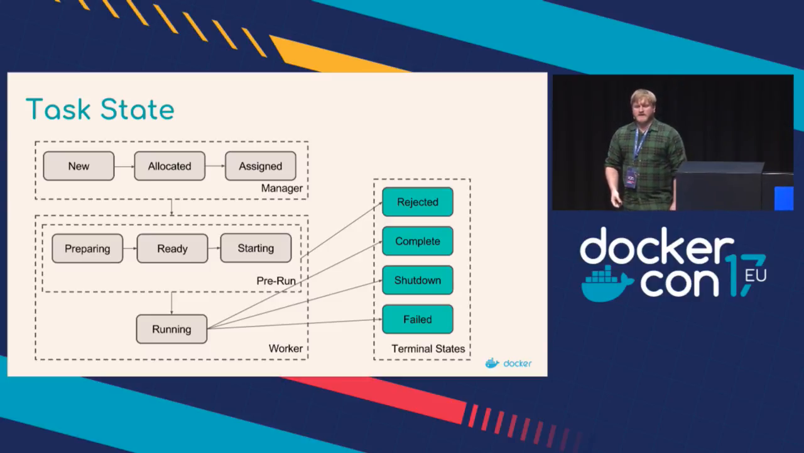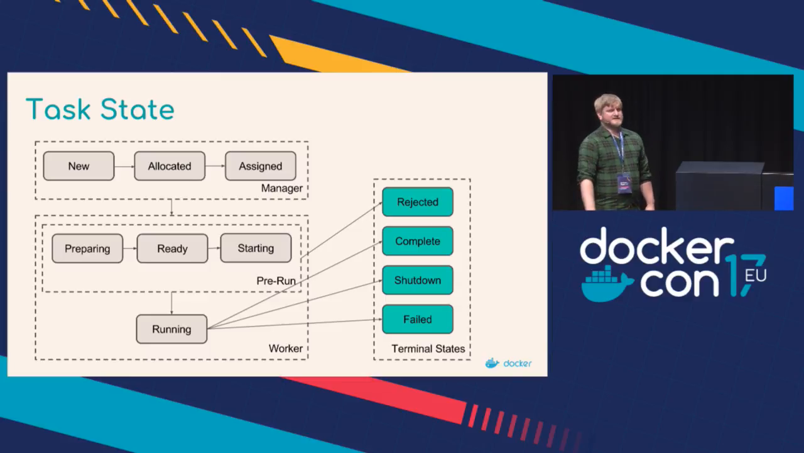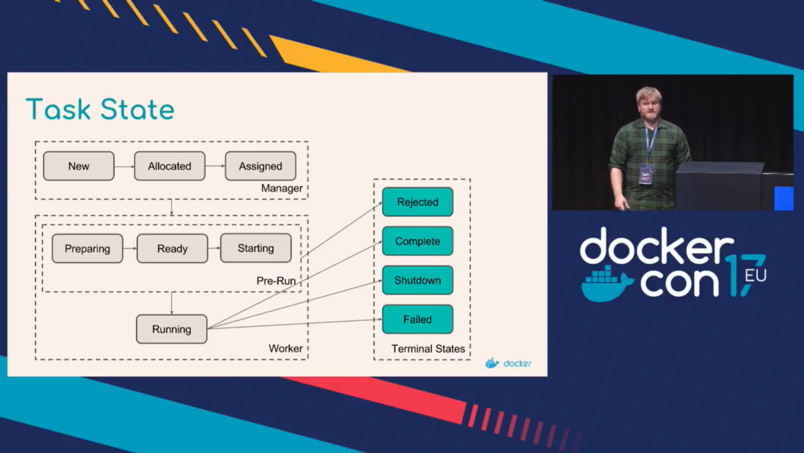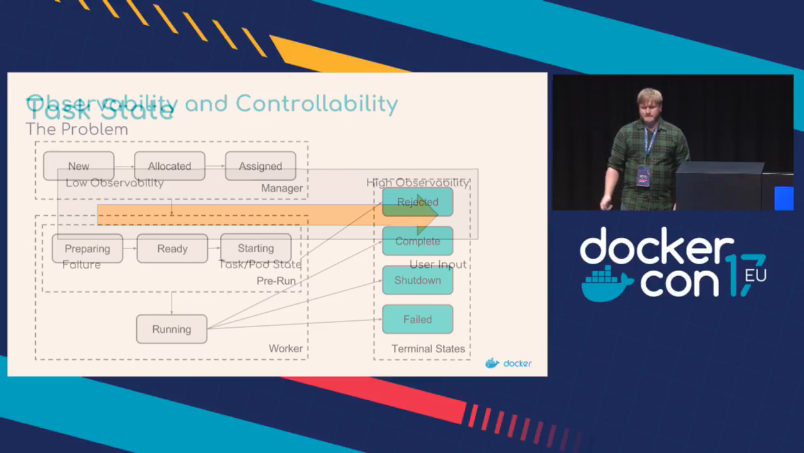This is what the actual task state looks like and the transitions that it makes. In the manager, it goes from new to allocated to assigned. Then when it actually gets onto the node, we have a set of pre-run tasks where it's preparing, and it goes from ready to starting and then to running. Then we have terminal states, which means these are states that can never change. Once it gets into a rejected, complete, fail, or shutdown state, that task is done within the system.